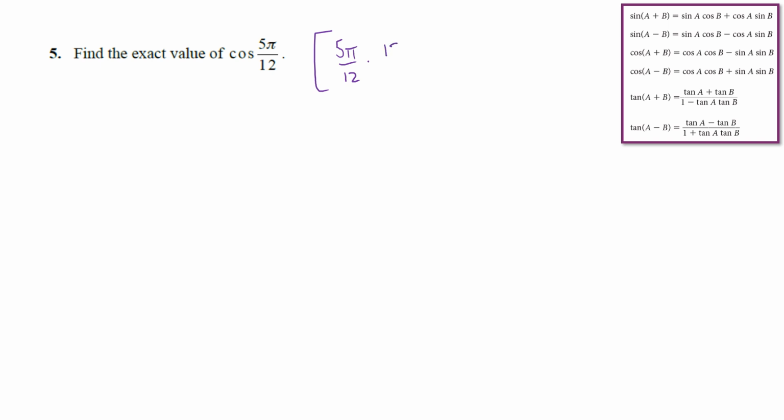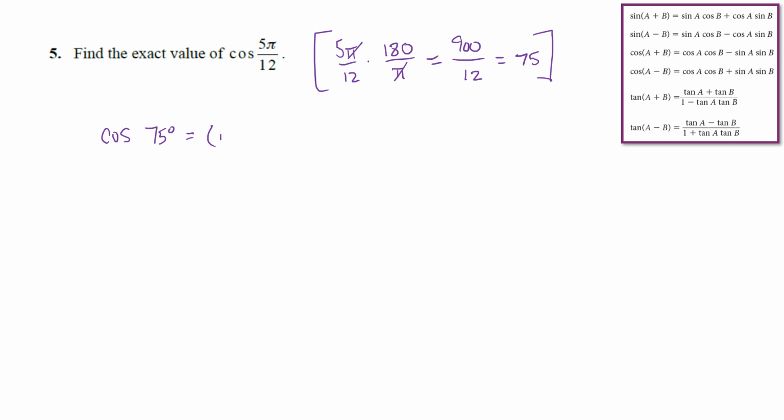So let's convert 5 pi over 12 to degrees. To do that, we'll multiply it by the ratio 180 over pi. Here the pi's cancel. That leaves us with 900 over 12, which simplifies to 75 degrees. So we know 5 pi over 12 is equivalent to 75 degrees. So I can rewrite this as cosine of 75 degrees.